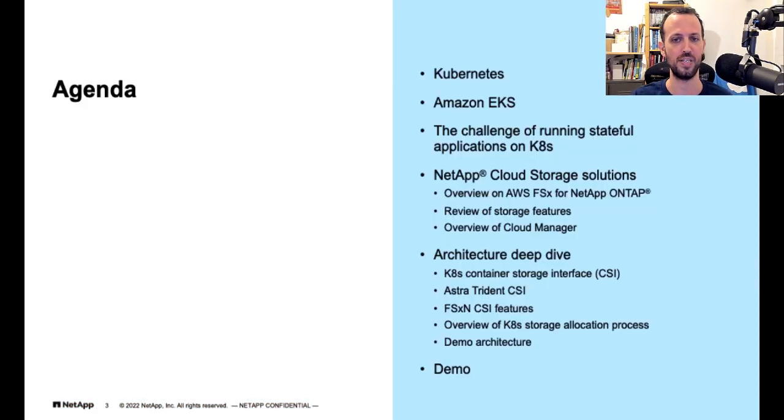And our agenda today is going to include a few topics. First of all, we're going to cover why we are discussing stateful applications running on Kubernetes. Then just a quick overview on Kubernetes, about Amazon EKS and what this service is, and then about the NetApp cloud storage solution, and an overview about our topic, FSx for NetApp ONTAP from AWS.